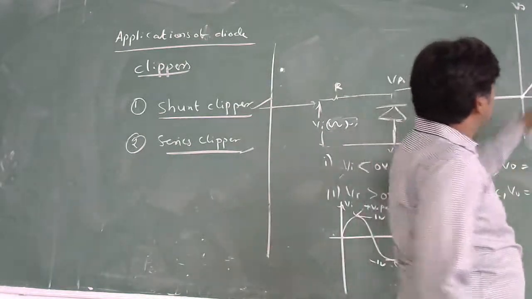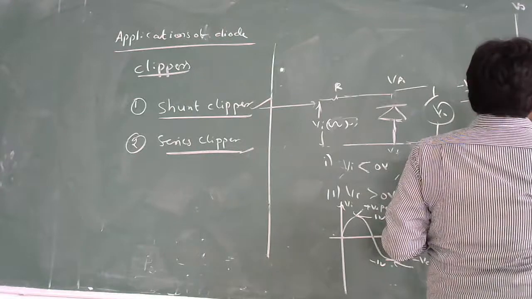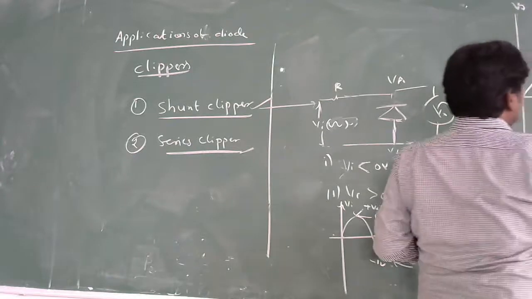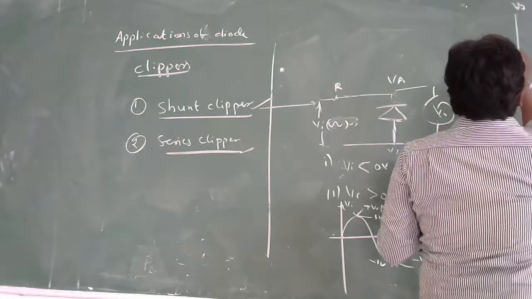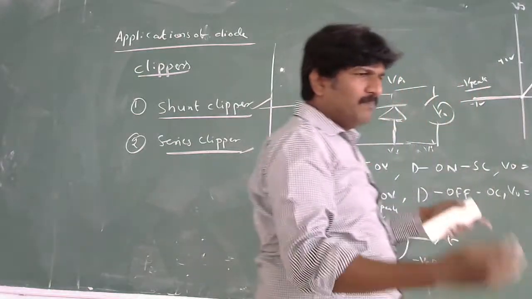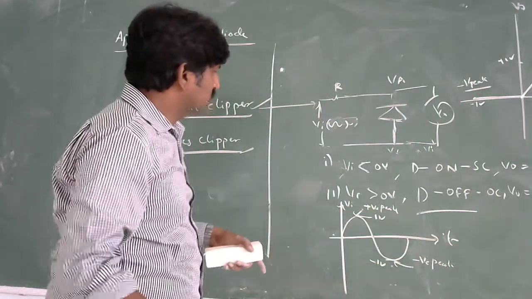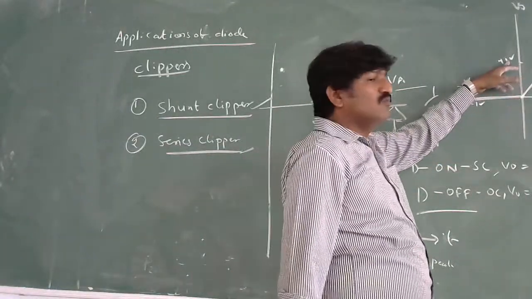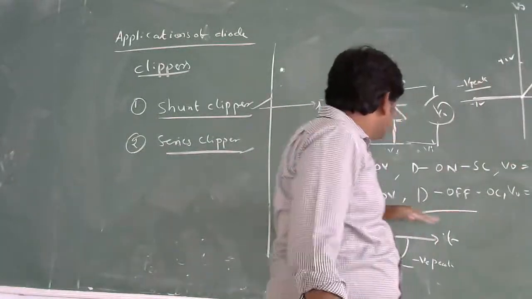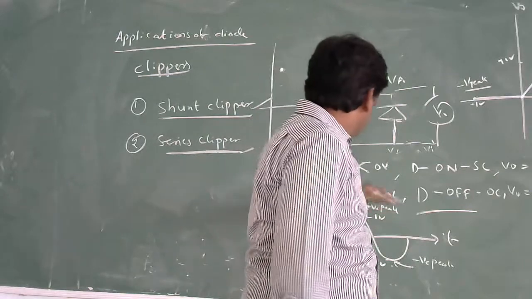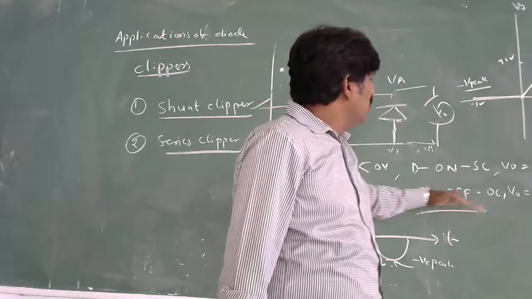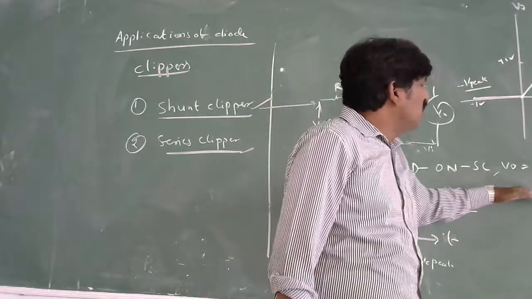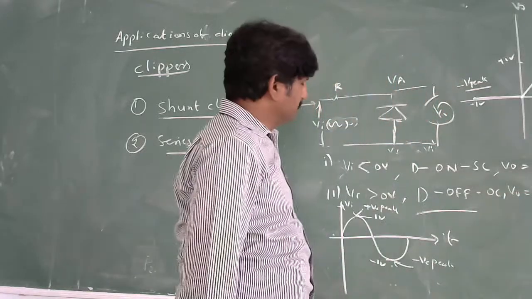What is the voltage here? It is 1 volt. What is the output? It is plus 1 volt. Because for plus 1 volt, you will get plus 1 volt output according to this diode action. Because when Vi is greater than 0, D is off, it is going to act like an open circuit. V0 is equal to Vi.